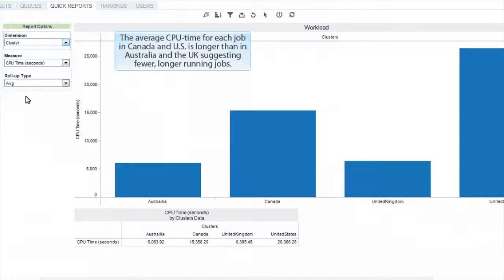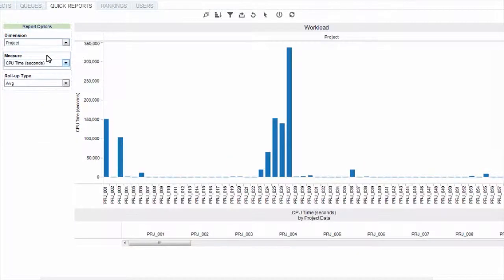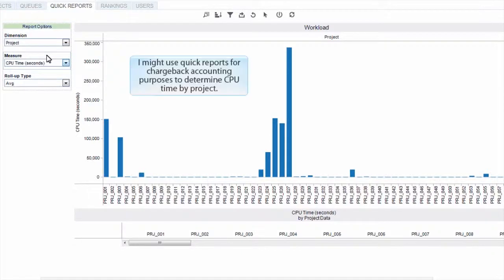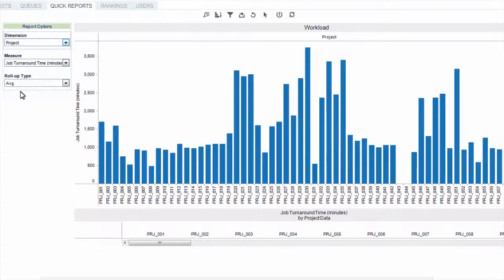In North America, users are submitting fewer, longer-running jobs. I'll examine this by project. Now it's clear to me what the average CPU time is by job associated with each project. I might use totals instead of averages for chargeback accounting purposes to determine CPU time by project overall. The quick reporting dashboard can be used to easily answer all kinds of business level questions. Let's say we wanted to get a sense of the average job turnaround time for each project. I can easily get this statistic by user.